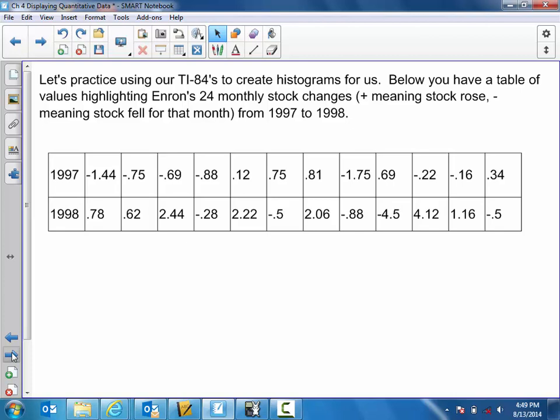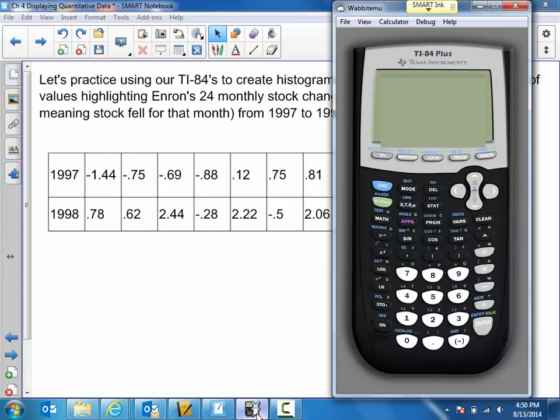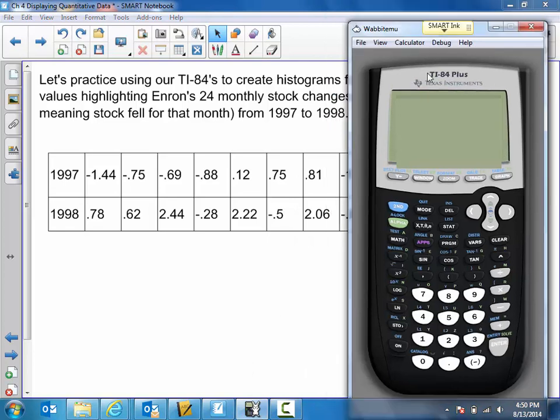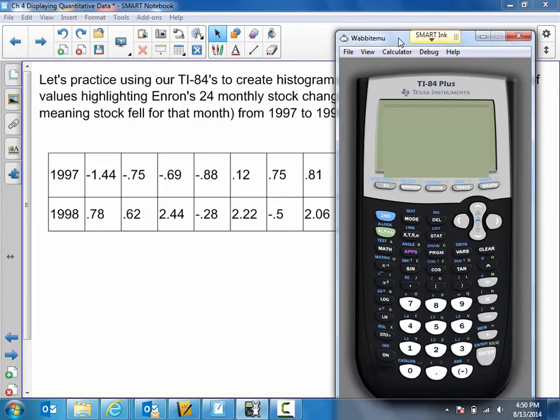These are the monthly rises or falls of the Enron stock between 1997 and 1998 on a monthly basis. If you're looking across the first row after the 97, you've got 12 data values from January through December. Same with the row below. Positive numbers mean the stock is climbing. Negative numbers mean the stock is falling for that month.